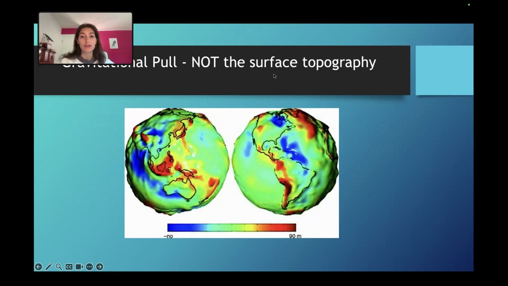This image that you see is not surface topography, but more so gravitational pull. You can see some areas that we know are higher, such as over here. Other aspects as well have just a bit more gravitational pull on them, whereas some of our lower sitting areas that are here in blue have much less gravitational pull.